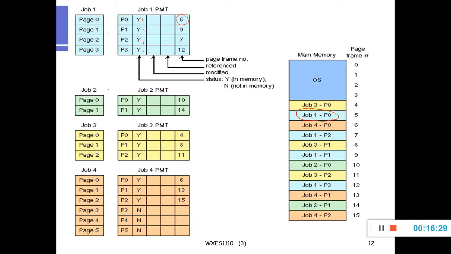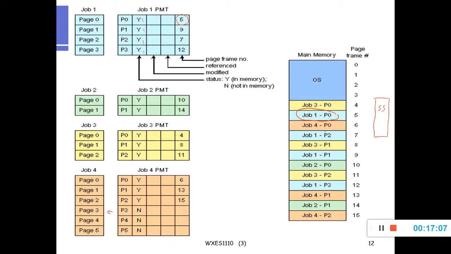So here, until page 2 of job 4 is in page frame 15, all these pages 3, 4 and 5 have to wait until one of the page frames is empty. To load page 3 of job 4, a resident page must be swapped into secondary storage. This is the secondary storage. One of the resident memory pages must be swapped into secondary storage.